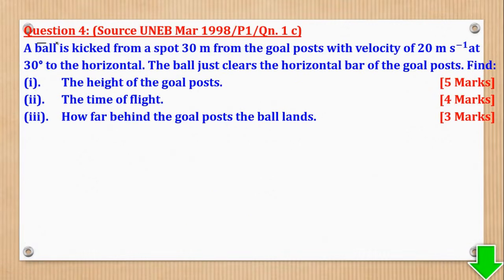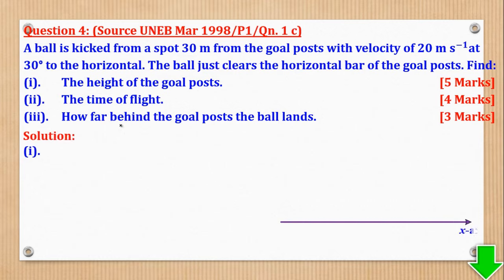That was question 3. Now we shall go to question 4, which came from UNEB of March 1998, paper 1, question 1c, and it says a ball is kicked from a spot 30 meters from the goalposts with velocity of 20 meters per second at 30 degrees to the horizontal. The ball just clears the horizontal bar of the goalposts, just clears. Find Roman 1, the height of the goalposts, Roman 2, the time of flight, and Roman 3, how far behind the goalposts the ball lands.